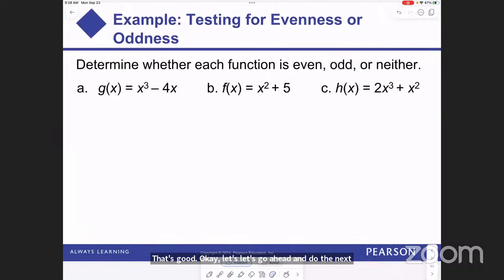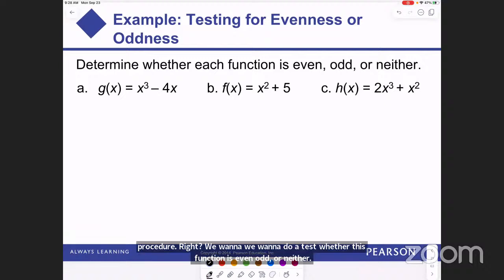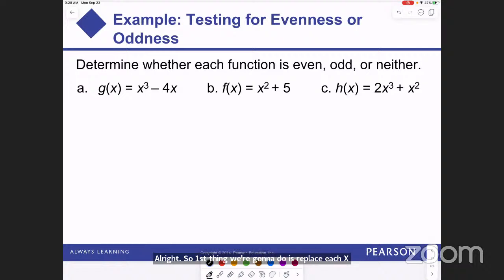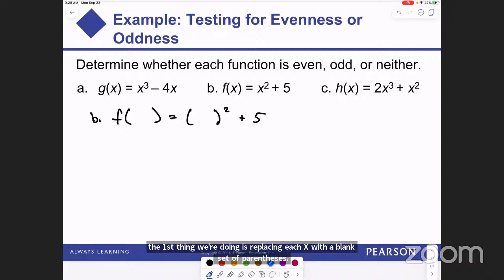Okay. So then if we're working on B, let's do the same procedure, right? We want to do a test whether this function is even, odd, or neither. So first thing we're going to do is replace each x with negative x. Okay. So we got our f of x, and really the first thing we're doing is replacing each x with a blank set of parentheses. So we got x squared plus 5. And again, what are we doing? We're replacing each x with negative x, negative x.